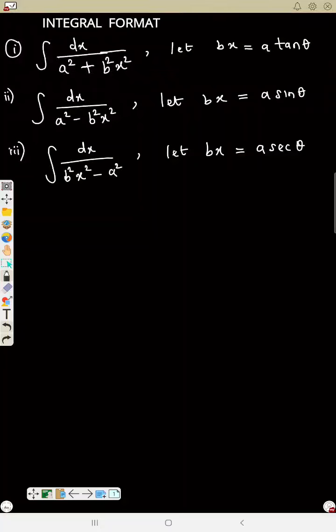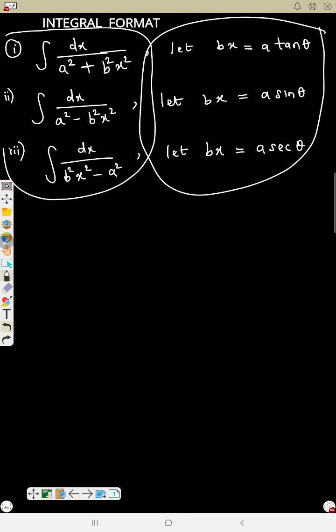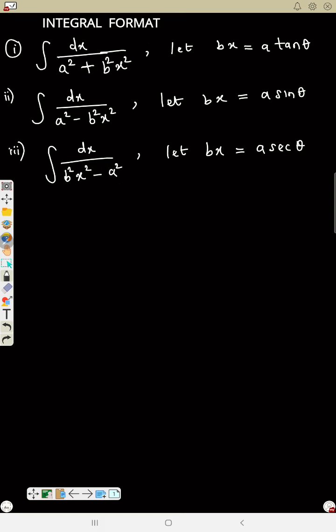Now let's solve the integral with trigonometric substitution. I wrote different integrals with the format of their trigonometric substitution. So the one we are doing is this one. So let's solve the question.